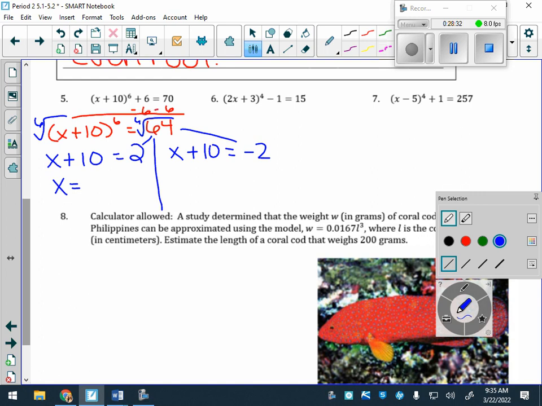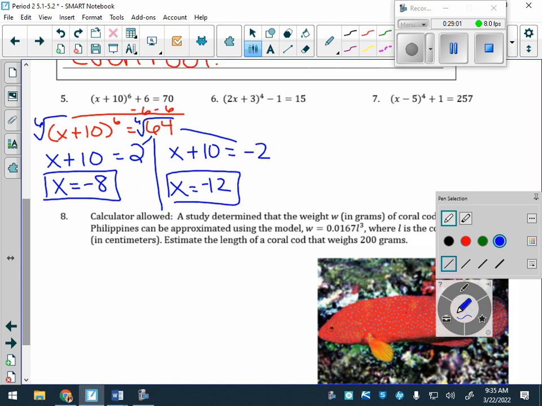So our first answer, x plus 10 equals 2. What do we got? Negative 8. Thank you. X plus 10 equals negative 2. Positive or negative? Okay. All right. Now number 6.